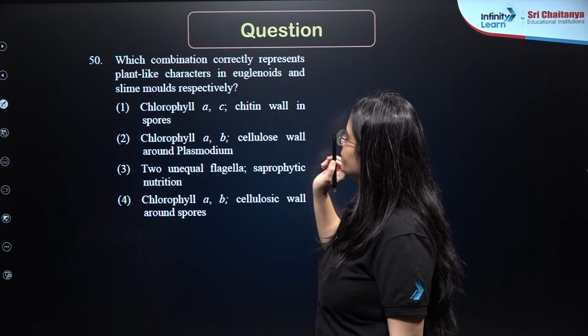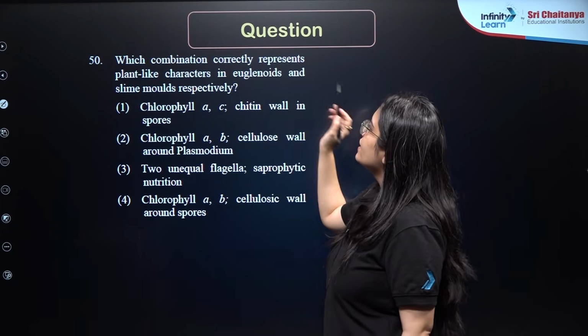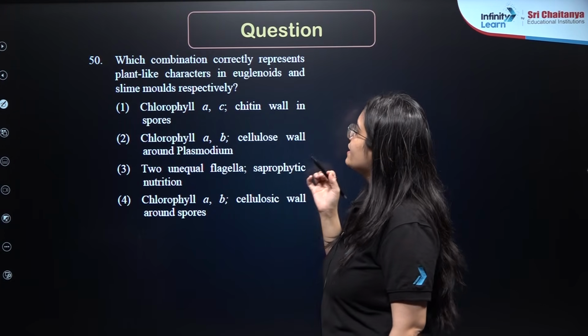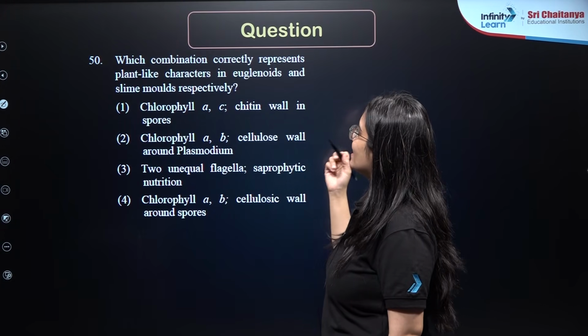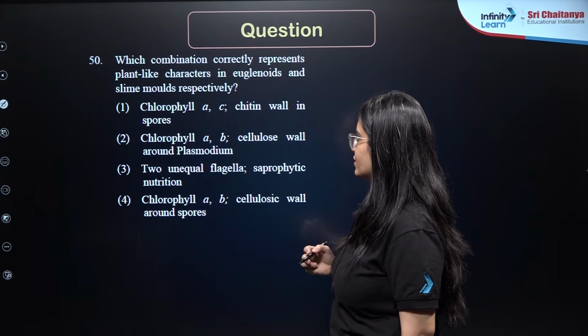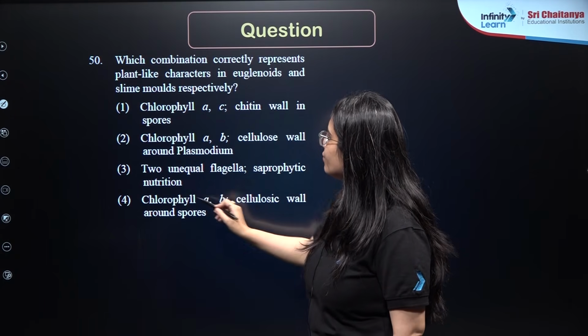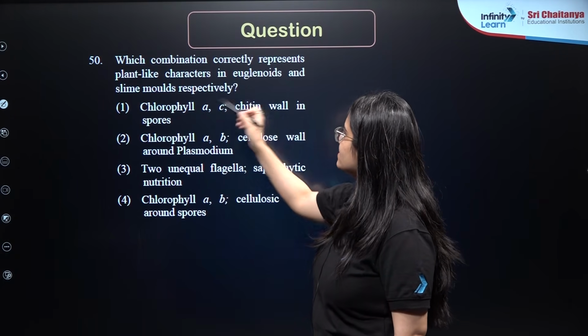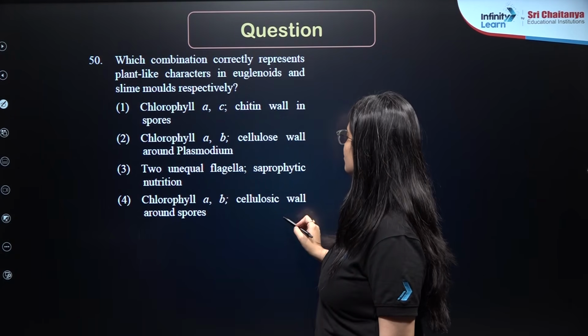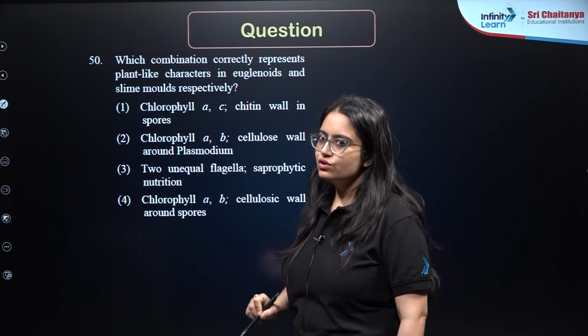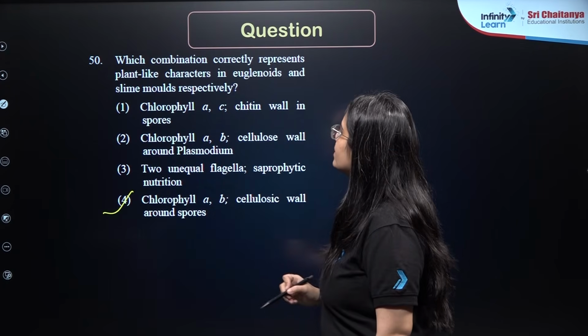Next, which combination correctly represents plant-like characters in euglenoids and slime molds respectively? So in euglenoids and slime molds respectively, you see chlorophyll a and b for euglenoids, and in slime molds, cellulosic cell wall around the spores. So 4 is your answer.